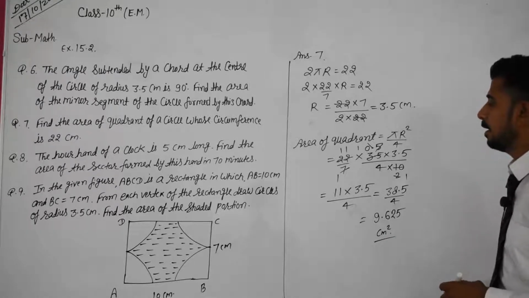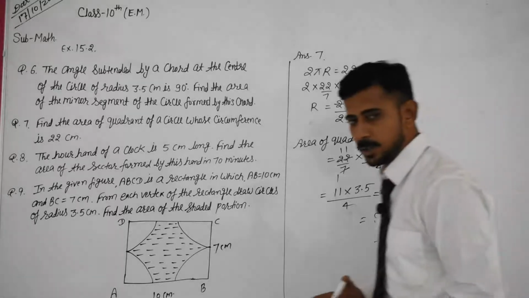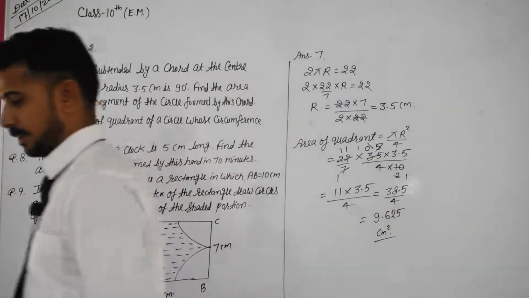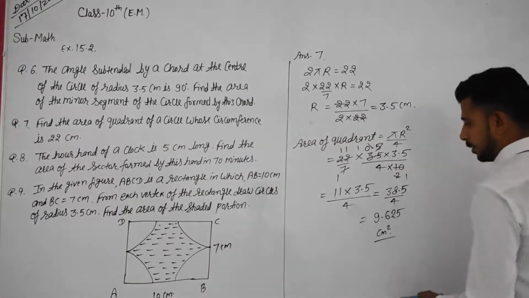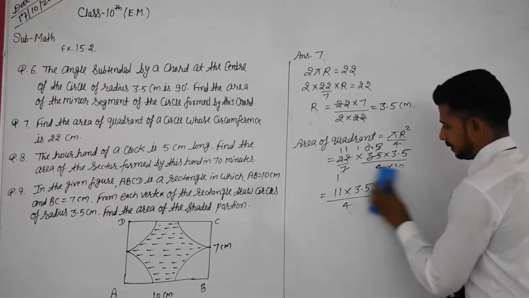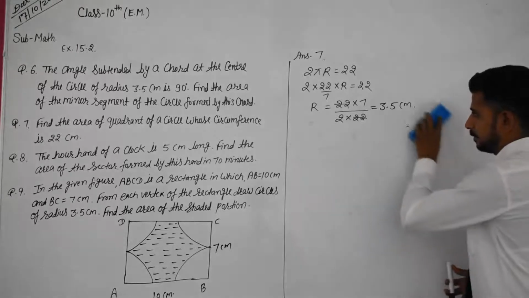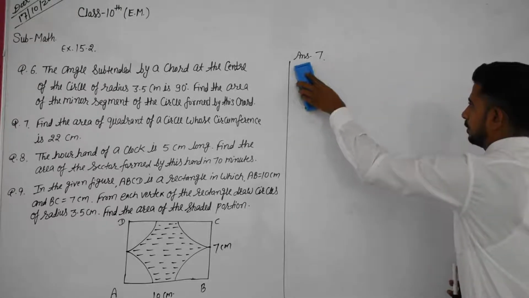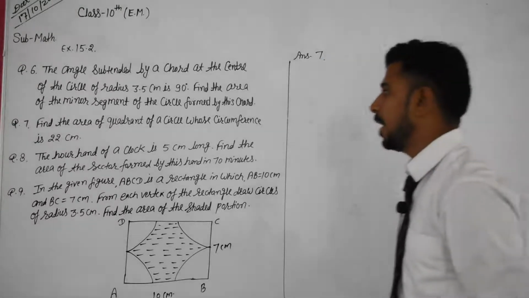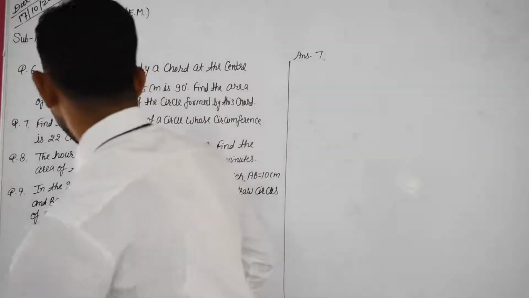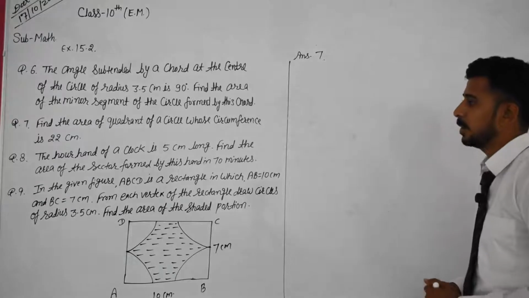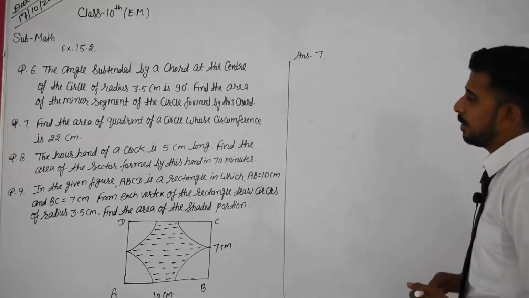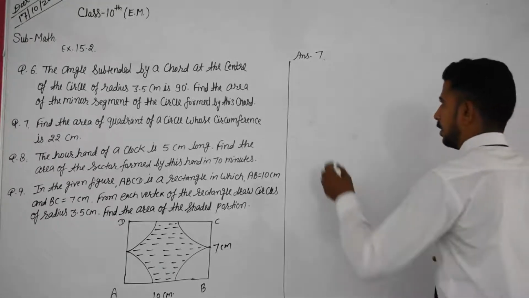Question number 7 completed. Now next question is question number 8. The hour hand of a clock is 5 centimeter long. Means now we will discuss about a clock.